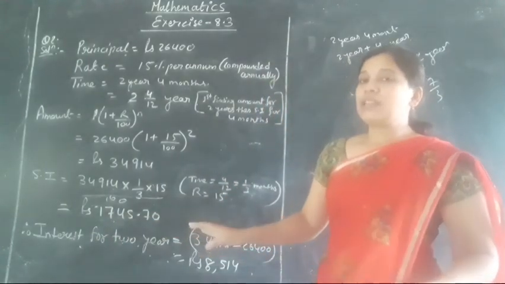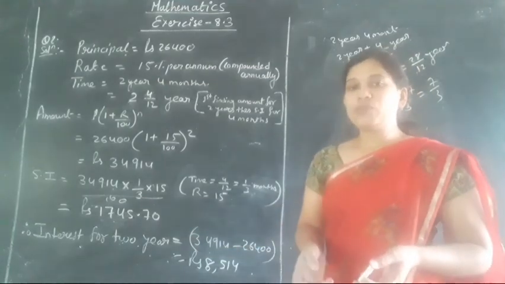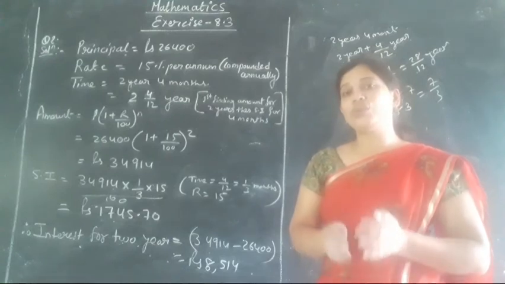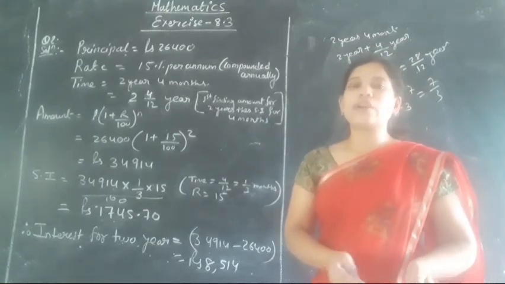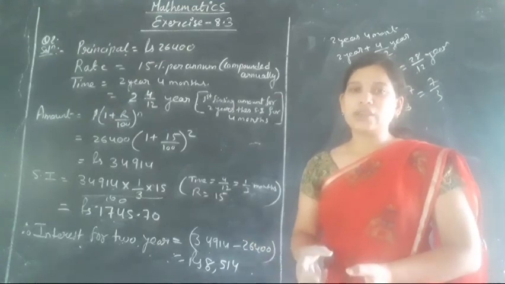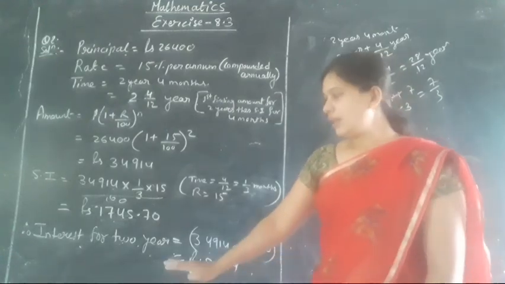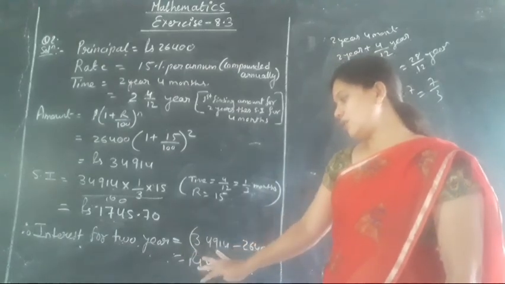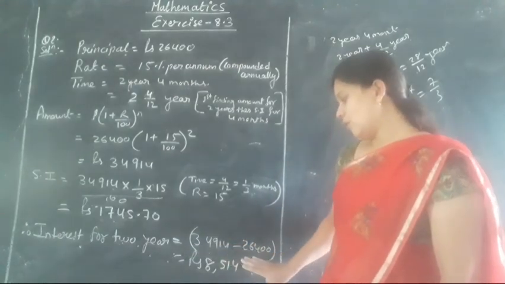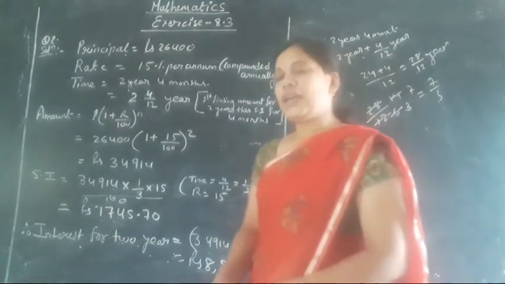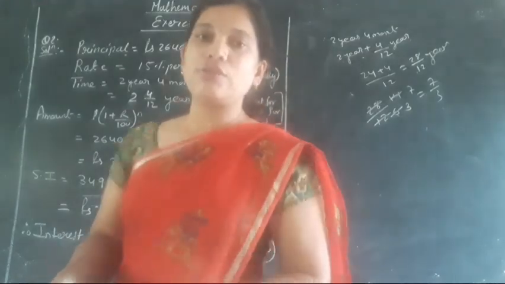Okay, it is a simple thing: if the time is given in years with a fraction or months, then we find the amount for the whole years, and for the months we convert them into years and find the SI. Then the interest for the 2 years is 34,914 minus 26,400, and you will get the required answer as rupees 8,514.